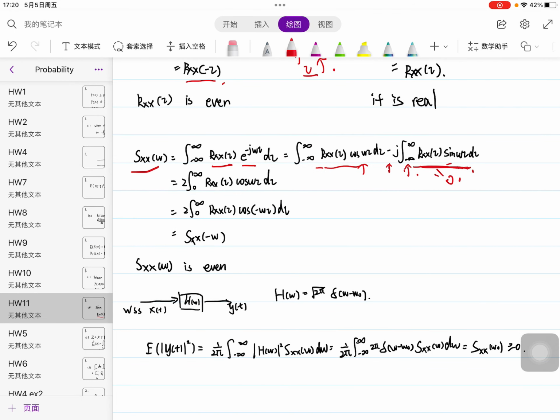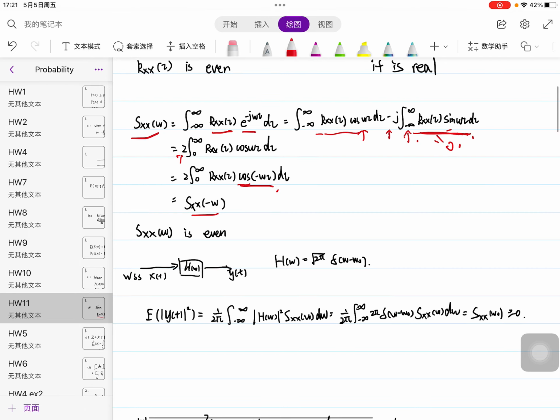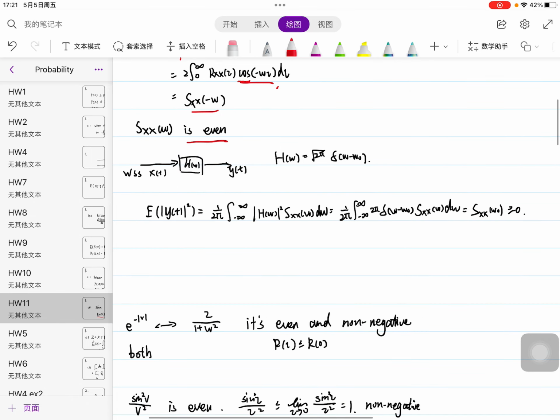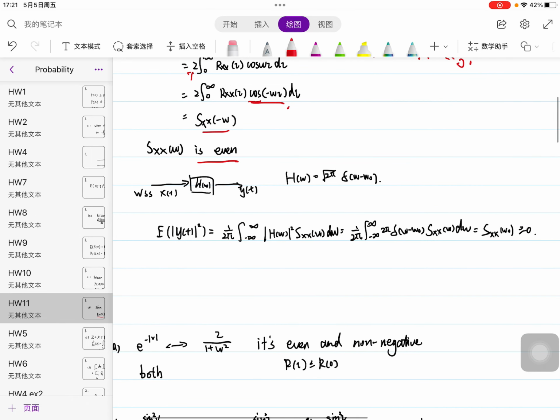And then we change the lower limit of the cosine omega tau term, so here we multiply by 2. And we know that the cosine function is an even function, so we could write it as minus omega tau, and it also equals the power spectral density of minus omega. So here we prove it is even.